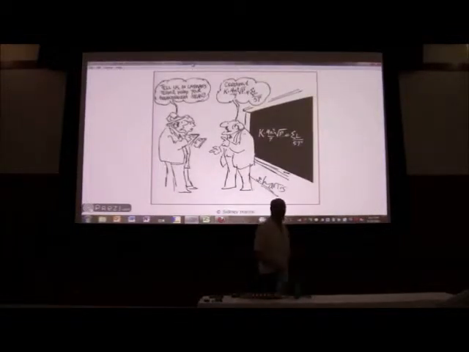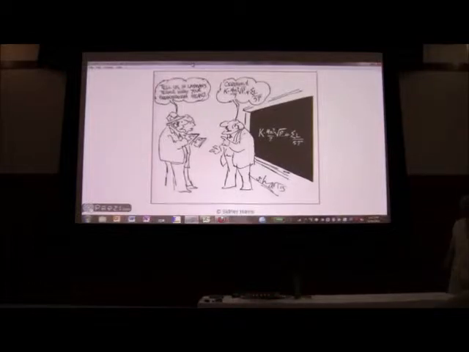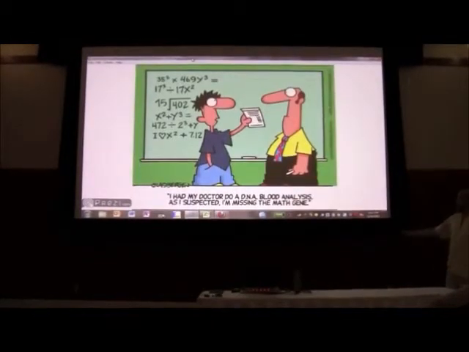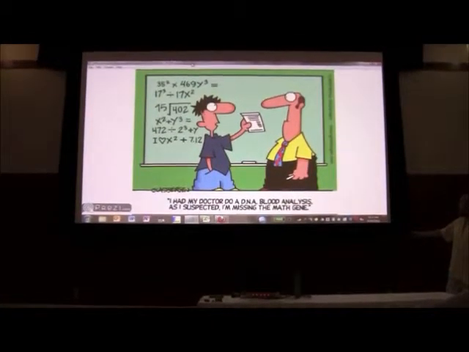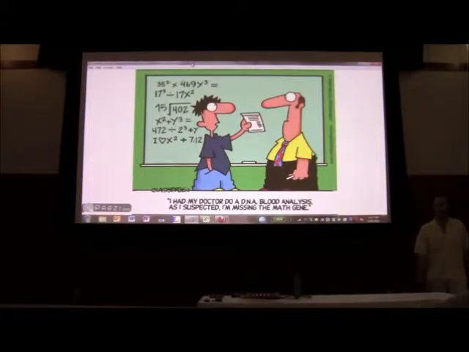We put these cartoons on our math tests, but excuse me, I don't find them funny. "Tell us in layman's terms what your breakthrough means," and he can't do that. Society is telling us that mathematics is unintelligible. "I had my doctor do a DNA test, blood analysis, and as I suspected, it's missing the math gene." It's saying that we're too dumb to do mathematics.